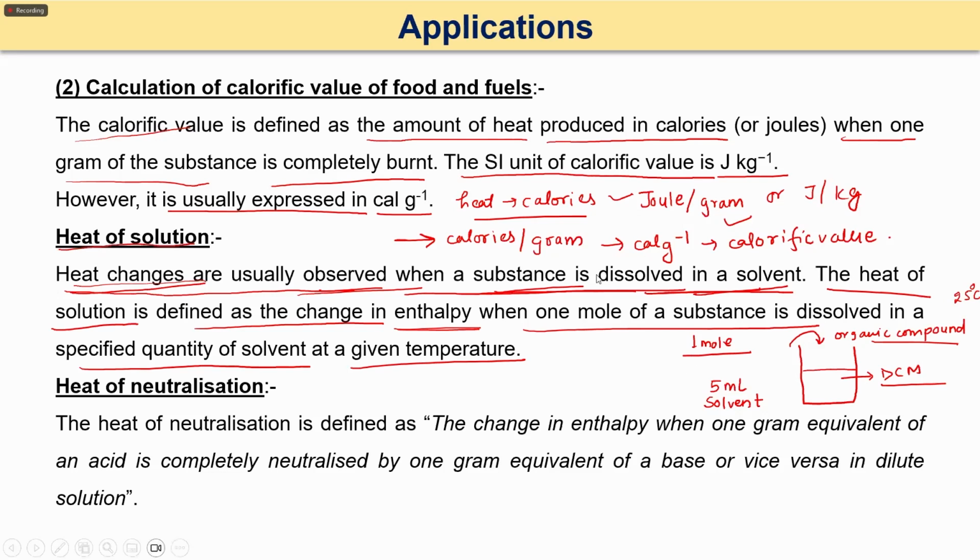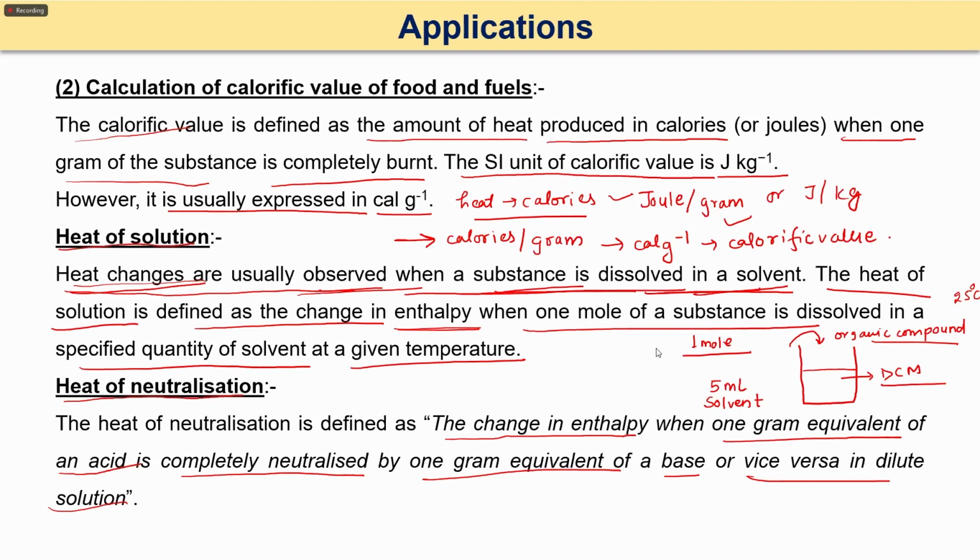Next is the calculation of the heat of neutralization. The heat of neutralization is defined as the change in enthalpy when 1 gram equivalent of an acid is completely neutralized by 1 gram equivalent of a base, or vice versa, in dilute solution. So what is heat of neutralization? It is the enthalpy change.